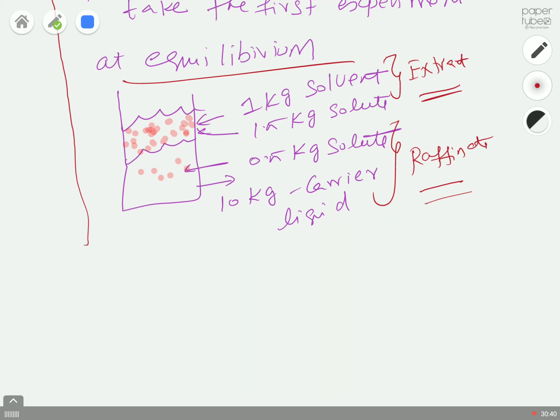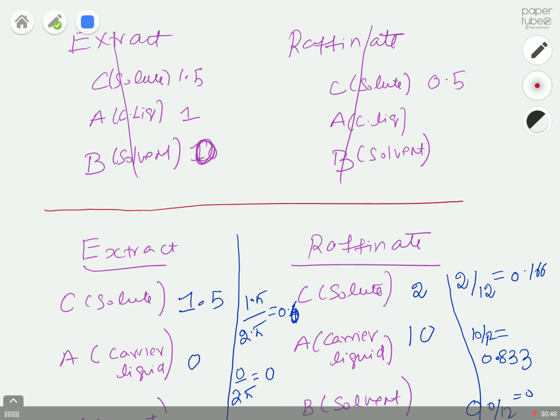So now we are going to use these numbers, and then we are going to convert them into some other, easier numbers to handle. So let's go to the next page.